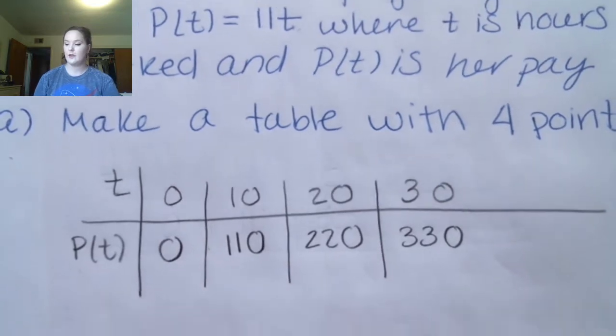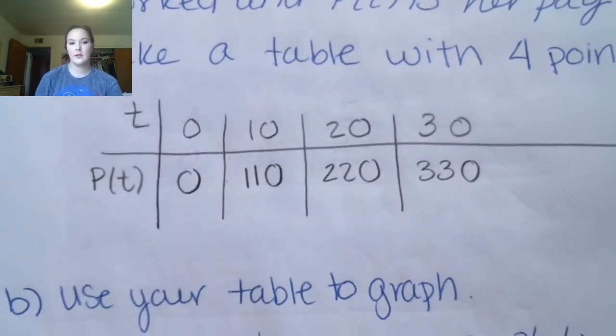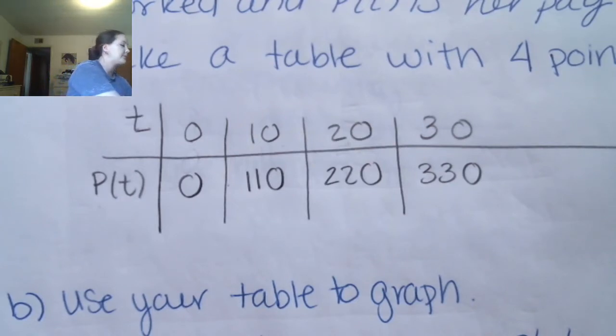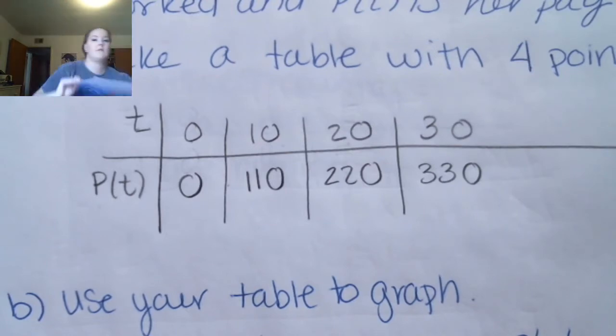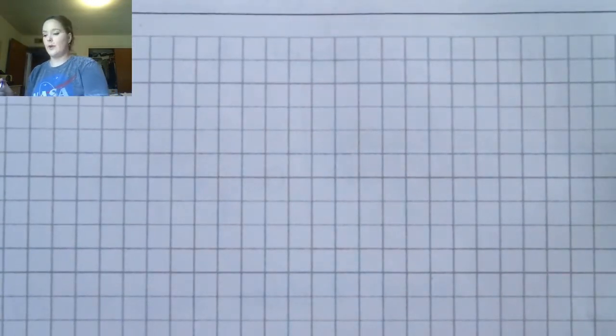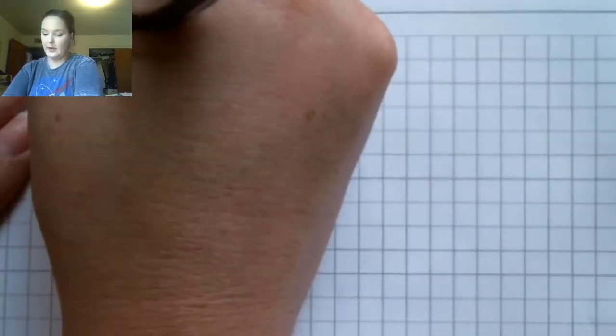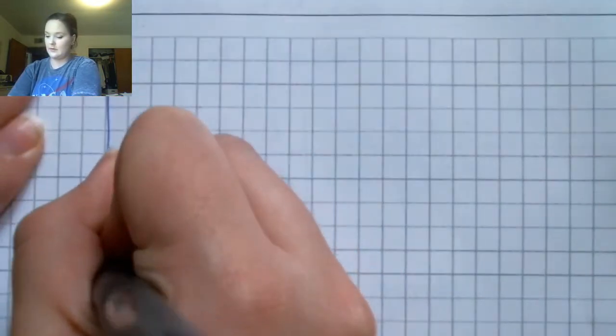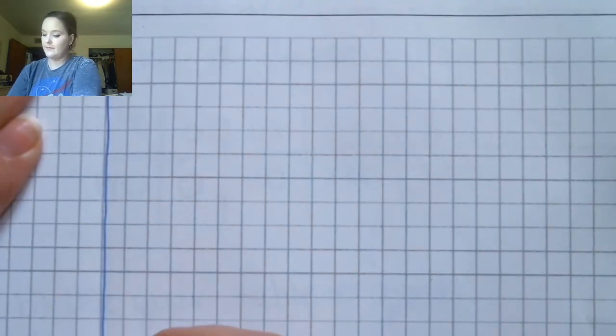Then the next part says use your table to graph. Let's grab some graph paper, and we're going to make a graph. We have to go all the way up to 330, so we're going to make a relatively tall graph.